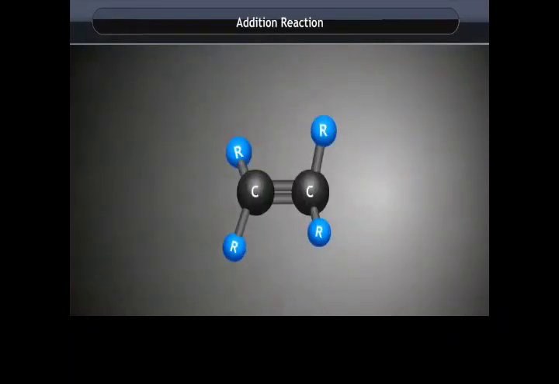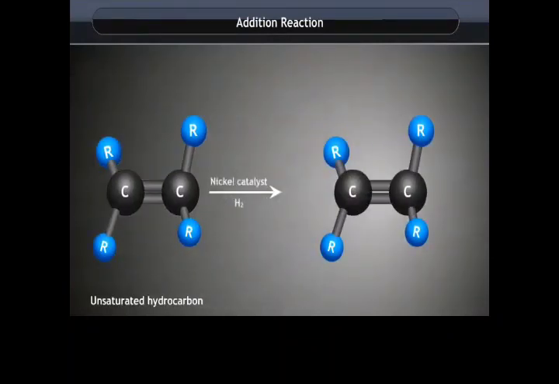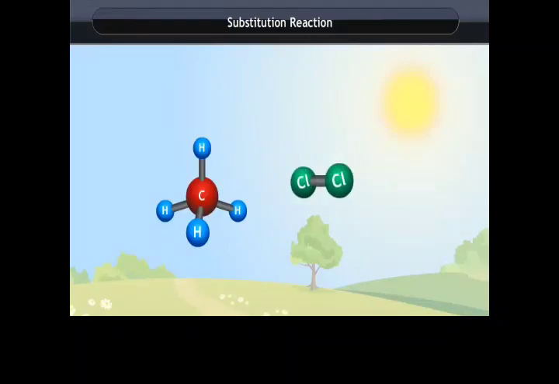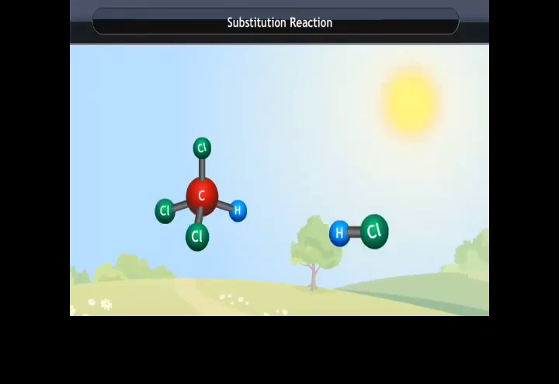Addition reaction. Unsaturated hydrocarbons add hydrogen in the presence of catalysts such as palladium or nickel to give saturated hydrocarbons. Substitution reaction. Saturated hydrocarbons are fairly unreactive and are inert in the presence of most reactants. However, in the presence of sunlight, chlorine is added to the hydrocarbons in a very fast reaction. Chlorine can replace the hydrogen atoms one by one. It is called the substitution reaction because one type of atom or a group of atoms takes the place of another.